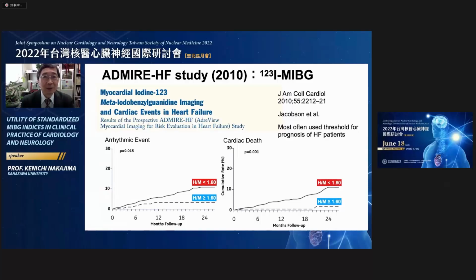In 2010, the ADMIRE-HF study was performed, and in JAK, it's sometimes used or cited. An HM ratio of 1.6 is the threshold for good and bad prognosis, even for arrhythmic events, cardiac death, or progression of heart failure. In any case, 1.6 can be used. It's their final conclusion.